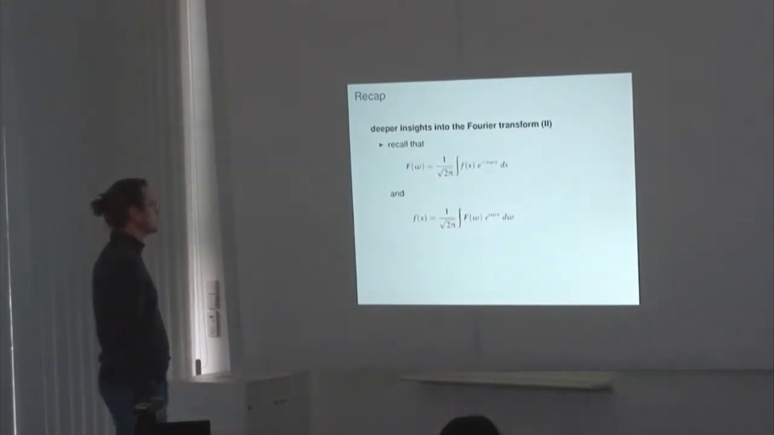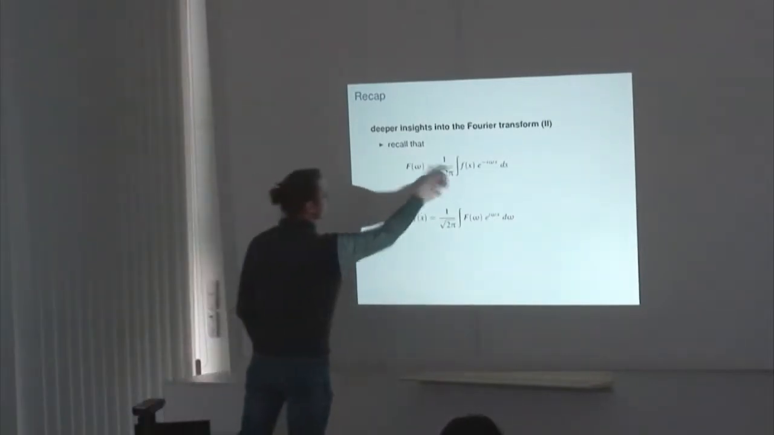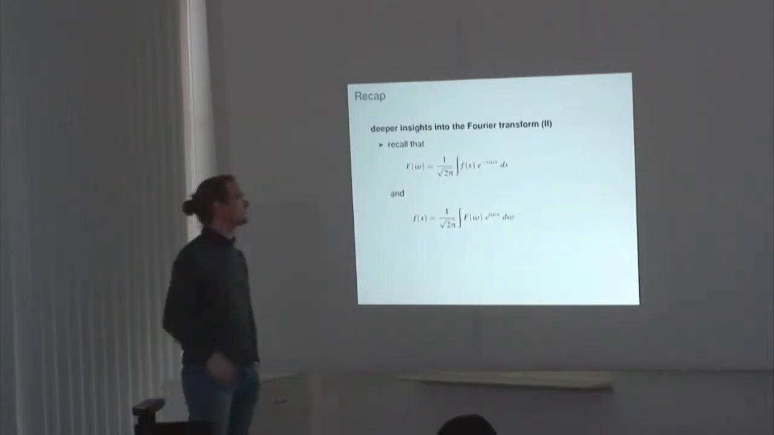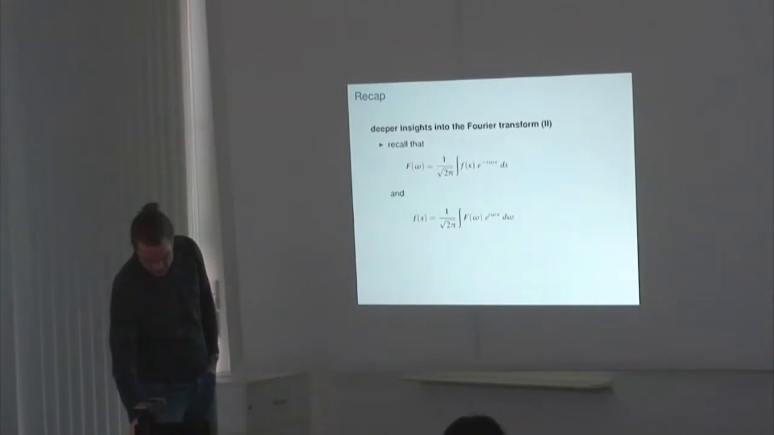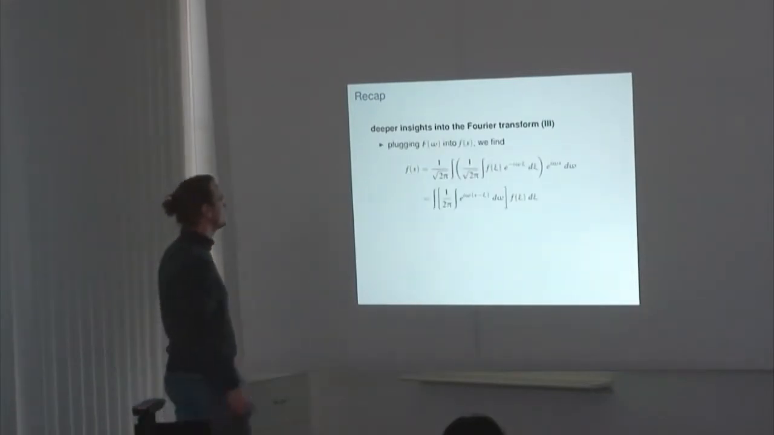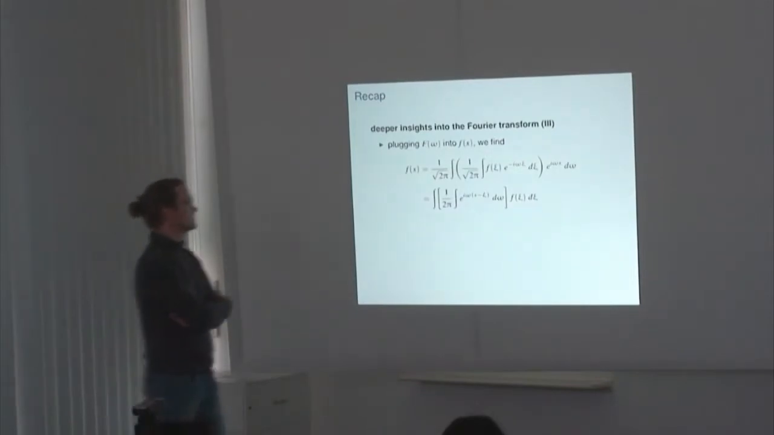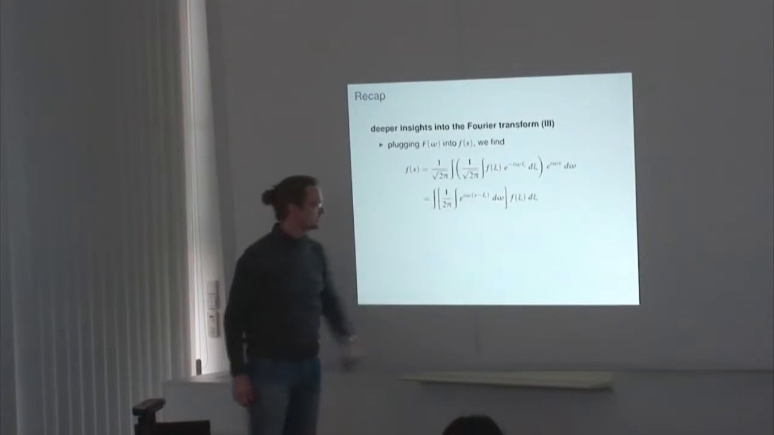Going back to the Fourier transform, here is how the Fourier transform of a function f of x, a real-valued function over just one variable, is defined. This is the inverse Fourier transform. Rearranging the terms within the inverse Fourier transform, in particular plugging in the definition for f of omega, we find that, which we can write like this.